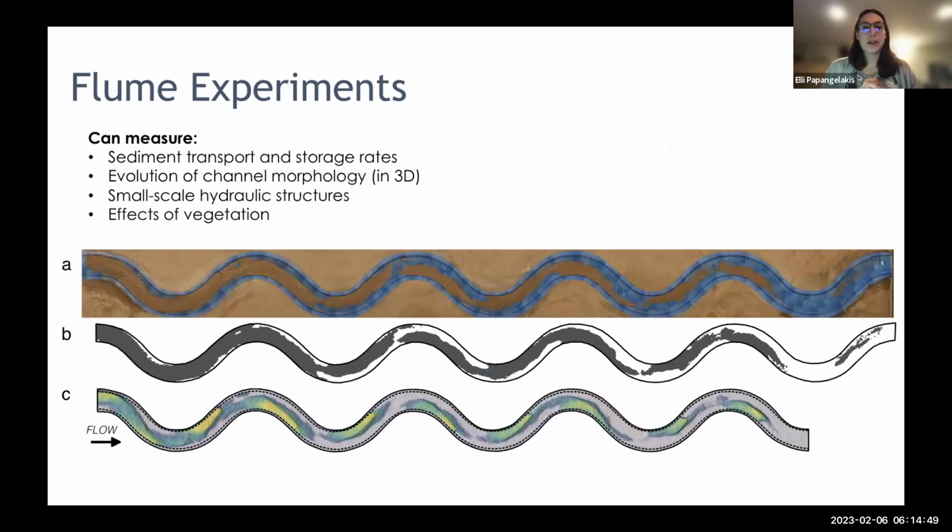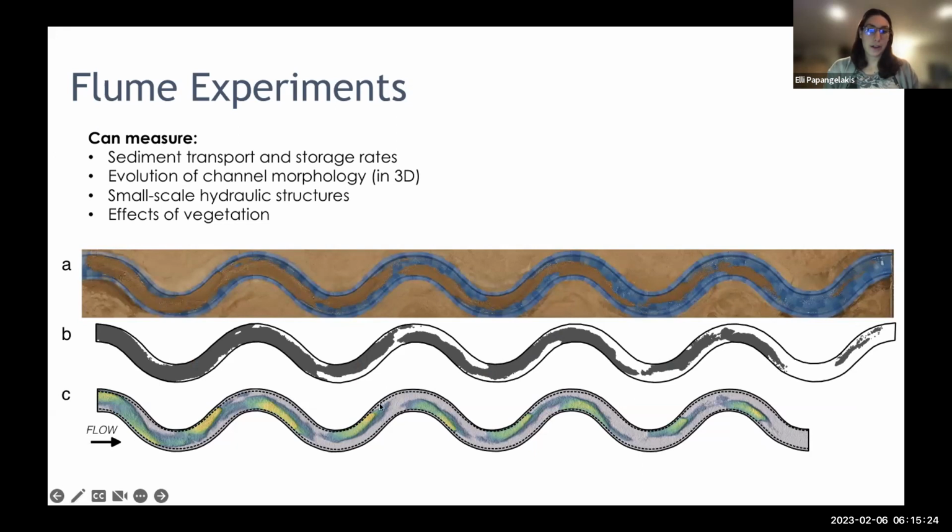So this photo here is showing pictures from a different set of experiments that have been done, just to illustrate the types of data that we can collect. We can collect really high resolution imagery. In A, you can see that's a stitched together rectified image, and we actually use targets to place this in space and time. So we can take multiple photos and look at how the sediment is moving and redistributing through the channel. We can also take 3D images.